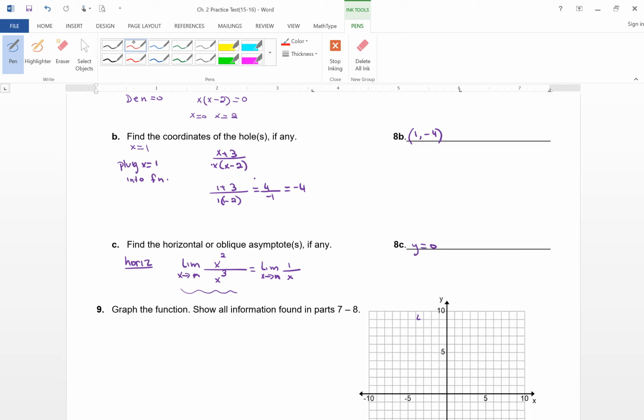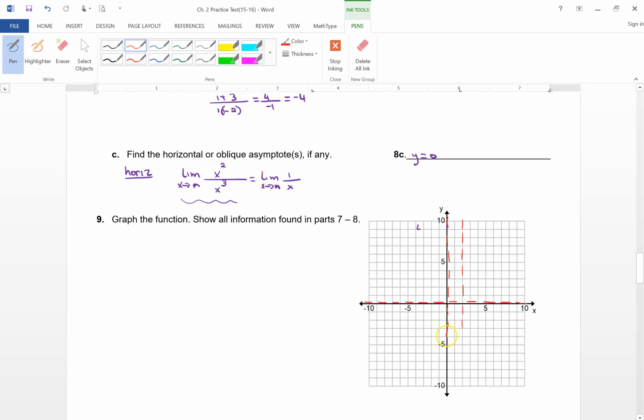Okay. So we have a y equals 0 horizontal asymptote. And the vertical ones were at x equals 0 and x equals what? 2. Okay. So let's put that there. There is a hole at 1 and negative 4. You must put that one there.